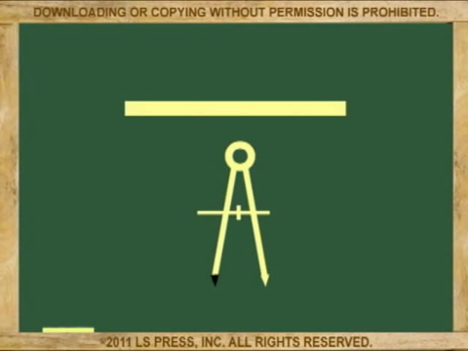Construction in geometry refers to the use of a straight edge and a compass to draw accurate geometric figures. Notice I am not saying a ruler. Rulers do not play a role in construction. Actually, constructions are non-numerical. All you need is something to draw lines and something to draw circles. We begin with a simple segment.